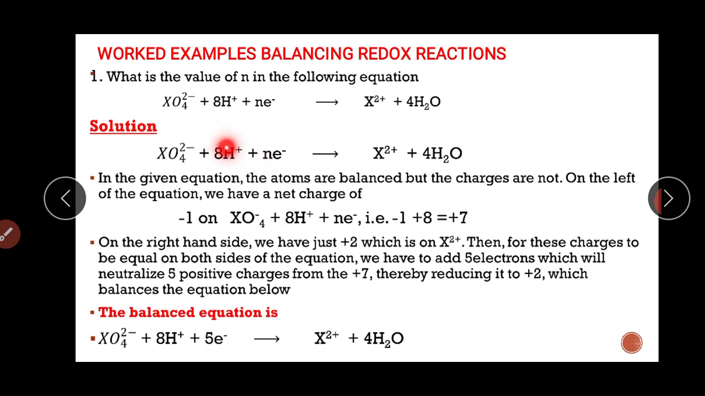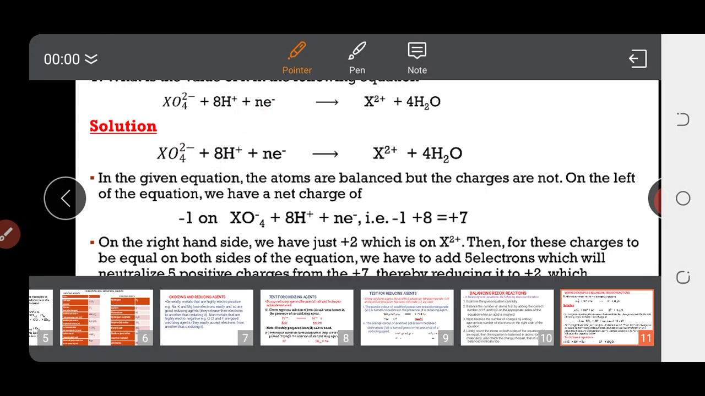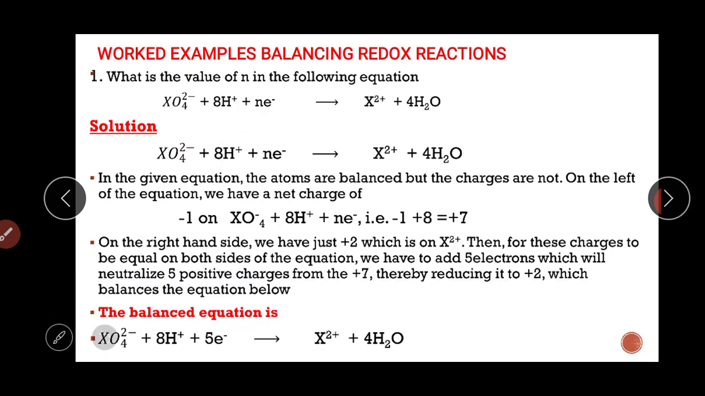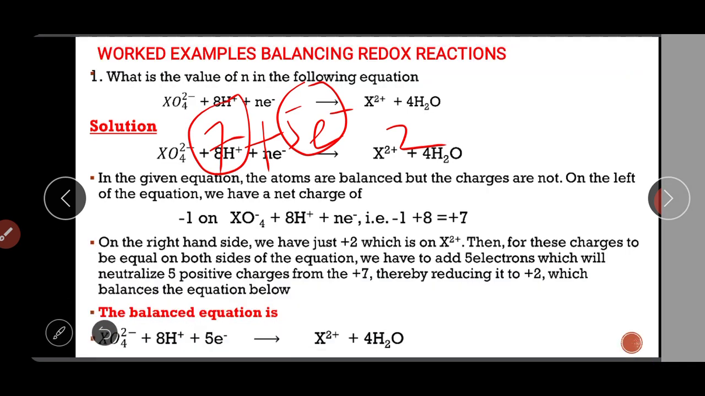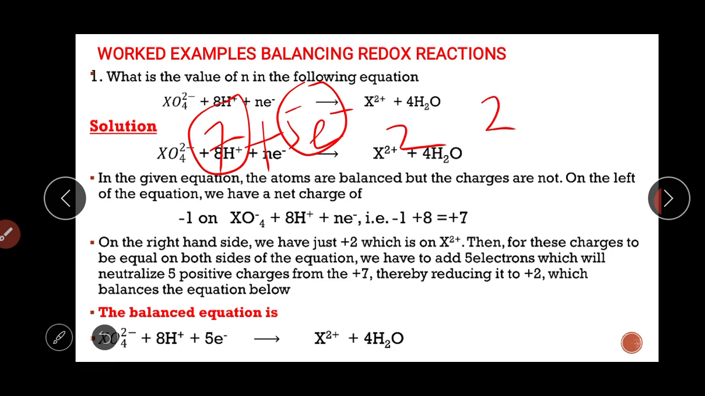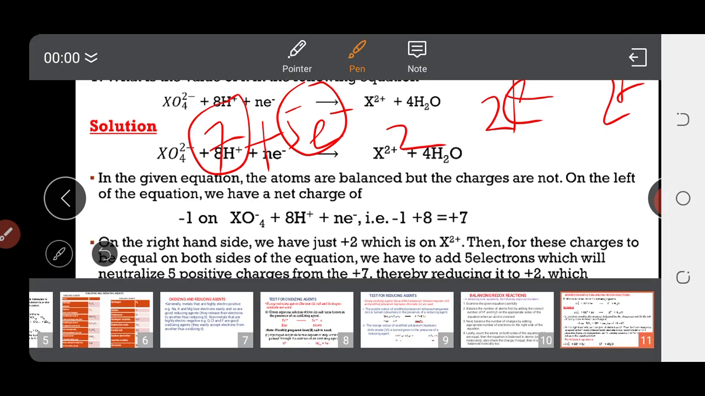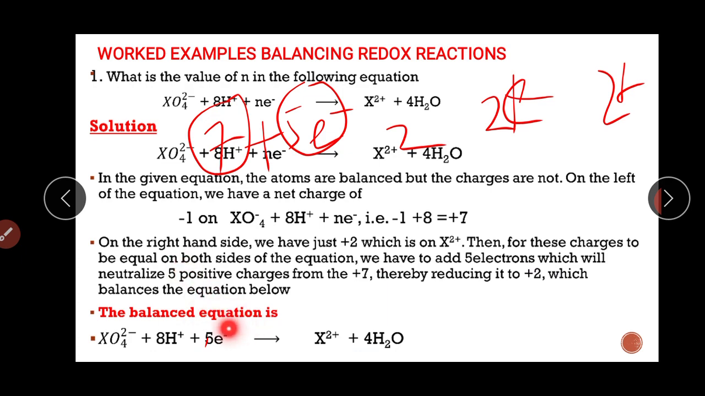We have 7 here, and you have 2 here. So if I add 5 electrons here, it will neutralize here. Thereafter we will then have 2 charges there. You have 2 at both left and right. So what I'm going to do is add 5 electrons. So n becomes 5 here. It is 5 electrons that makes the whole thing. By the time I have 5 electrons here, the charges are balanced already.